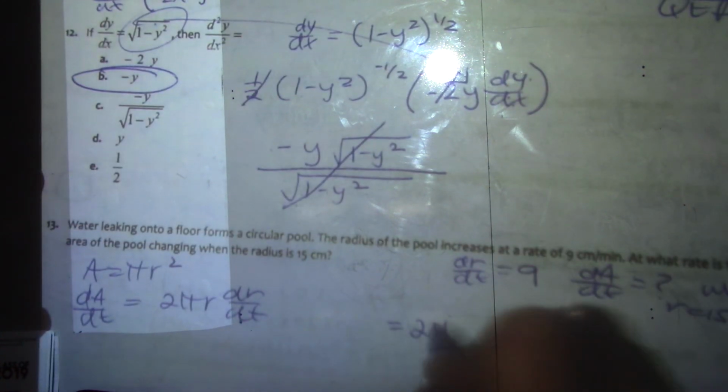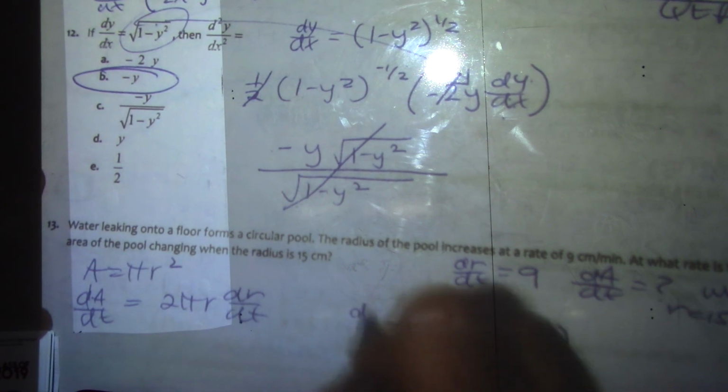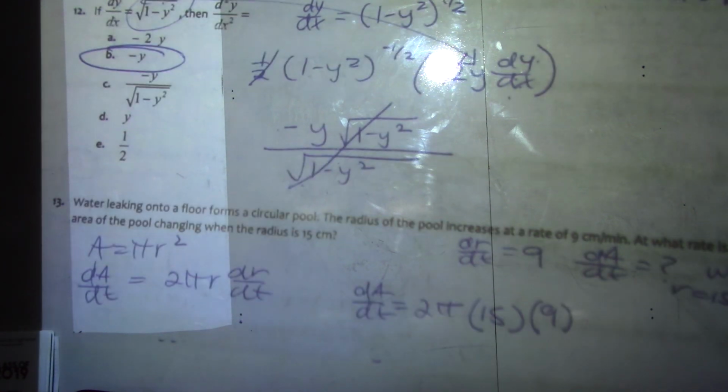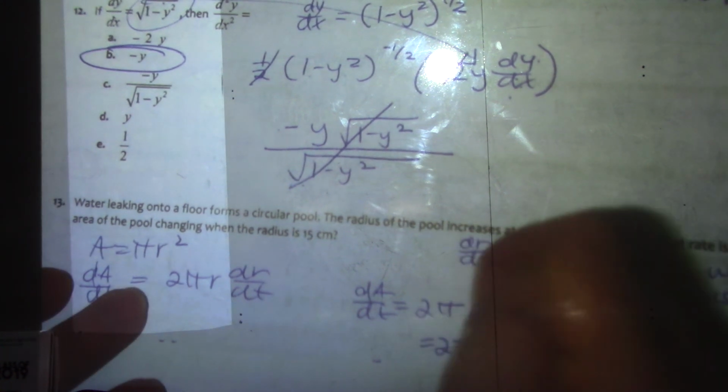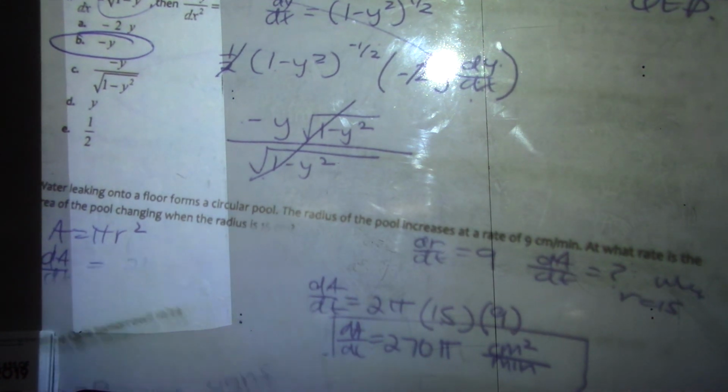And then that's 2 pi. R is 15 times dr dt, 9, to give us dA dt at that specific time. And then this is 30. 30 times 9 is 270, so 270 pi. And then units: this is area, so that would be centimeters squared per minute in this case. That is dA dt. This means that the area is increasing at a rate of 270 pi square centimeters per minute when the radius is 15.